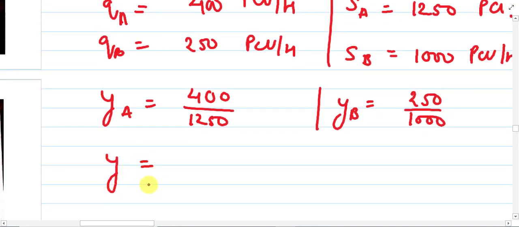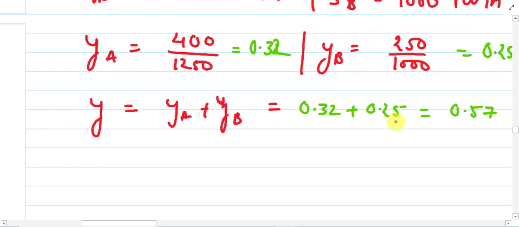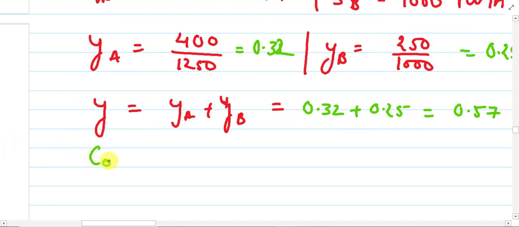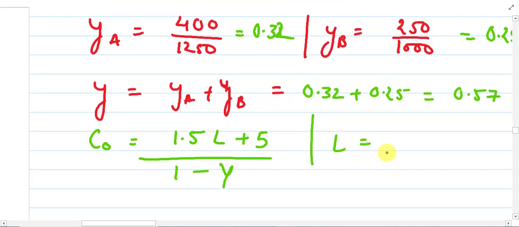Next we will find our Y. So this is YA plus YB, and this is the value of your Y. Now apply the formula of Webster, which is optimum cycle length equal to 1.5 times lost time plus 5 seconds divided by 1 minus Y. Now what is your L value? L is your lost time during signal operation.